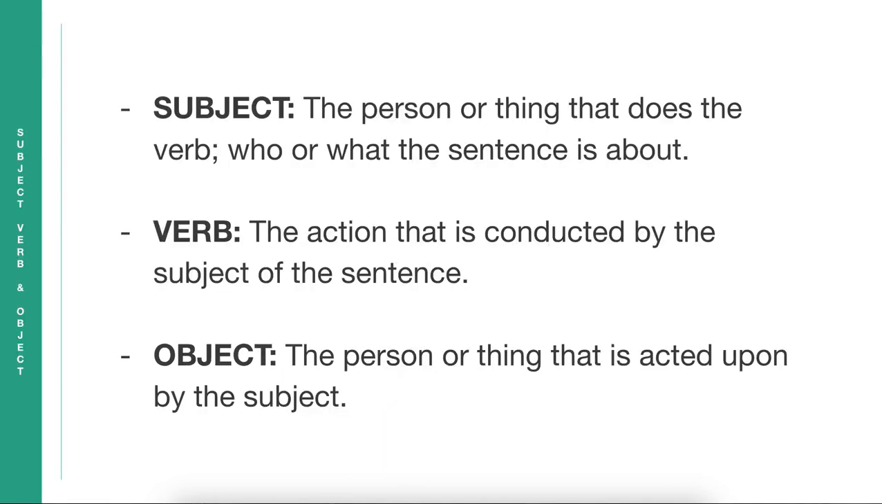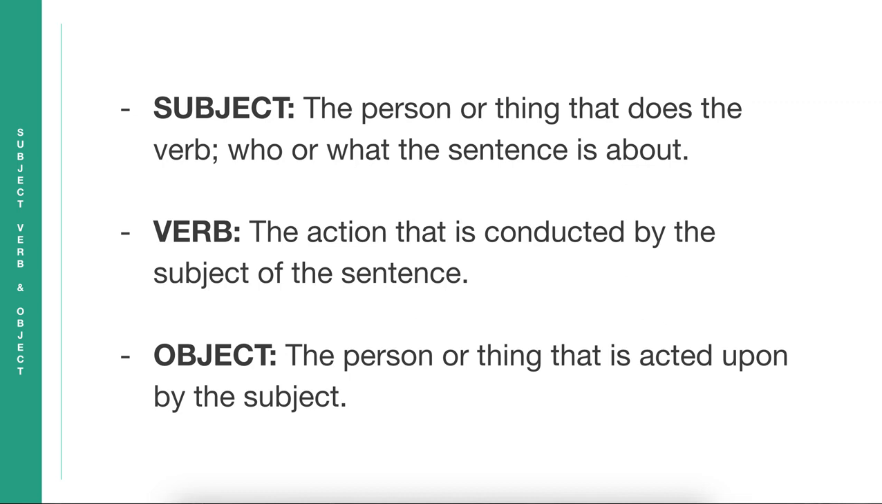So first off, the subject of a sentence is the person or thing that does the verb. The subject is who or whatever the sentence happens to be about in that situation. The verb is the action that happens in the sentence. It's whatever's going on. It's the thing that is taking place. And then the object is the person or thing that is being acted upon by the subject. So it's the thing that's receiving the verb.